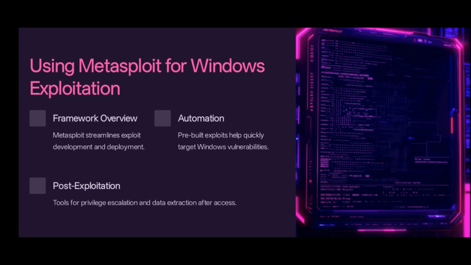Using Metasploit for Windows exploitation, theoretical overview. The Metasploit framework is a powerful and widely used open-source platform that provides tools for developing, testing, and executing exploit code. It plays a crucial role in penetration testing and ethical hacking, particularly for targeting Windows systems, which are commonly found in enterprise environments.